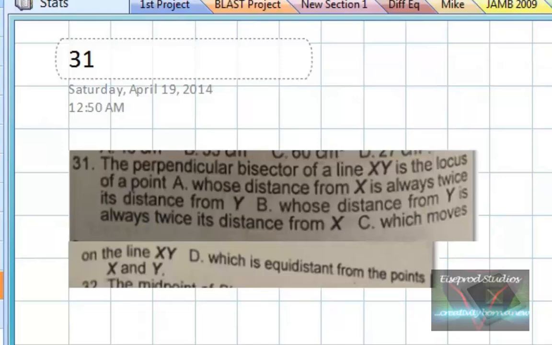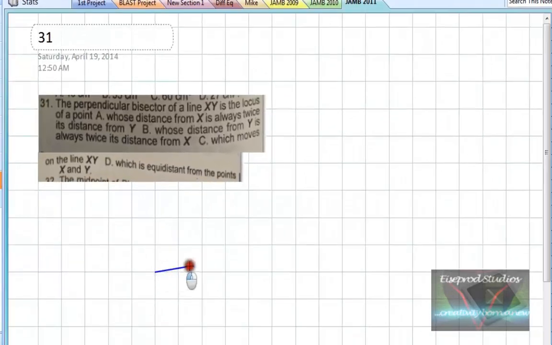Question 31 asks, the perpendicular bisector of a line xy is the locus of a point, and then it wants you to finish the sentence. Basically what they want to know is, do you understand what it means to have a perpendicular bisector of a line xy? And what is the locus? So I'll draw a picture to help me explain what that means.